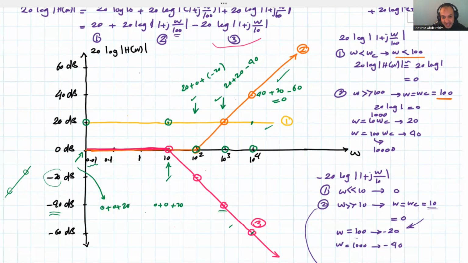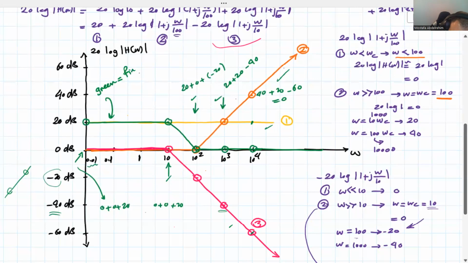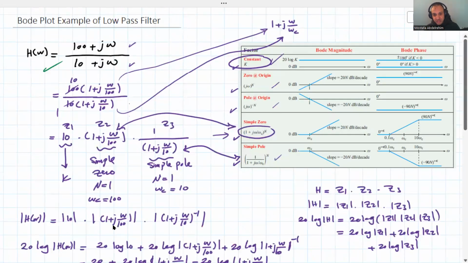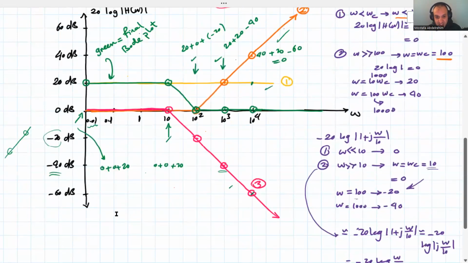So let's now connect these green dots together. Like that. Then like that. And like that. And until infinity. So now the green lines, basically, are the final Bode plot for H of omega, which is that guy here. Okay, it was very sophisticated. Now look how we could approximate it easily. Okay, that's basically the Bode plot.